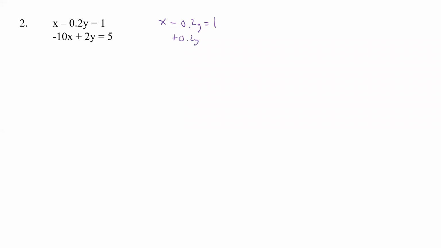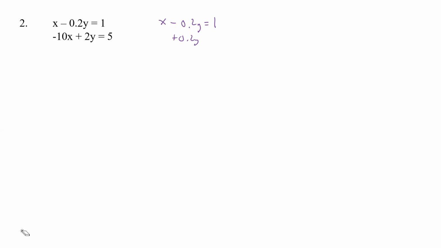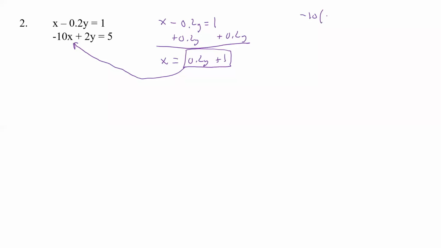So if I add the 0.2y to both sides, then I get x equals 0.2y plus 1. Now I can take this expression and plug it into the second equation and solve for y. So I have minus 10 times (0.2y plus 1), then plus 2y equals 5.